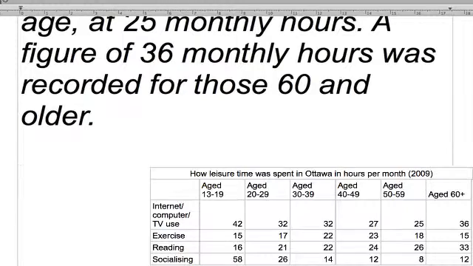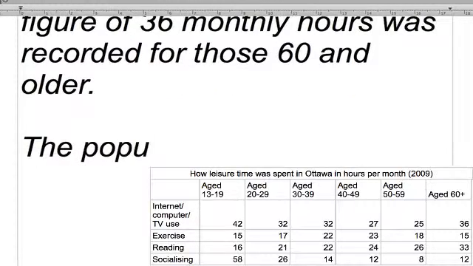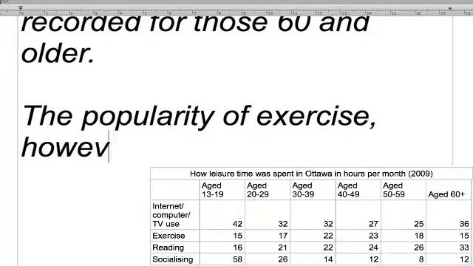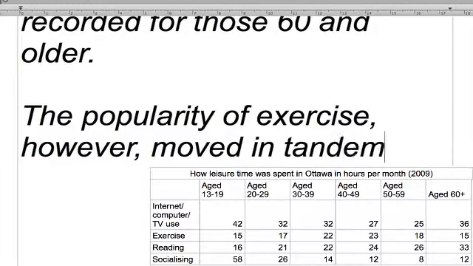Okay, so let's talk about exercise. So we could say the popularity of exercise. Now this is different in that it seems to grow in popularity through 4 of the 6 age groups. So we might use some transition like however, moved in tandem with age.